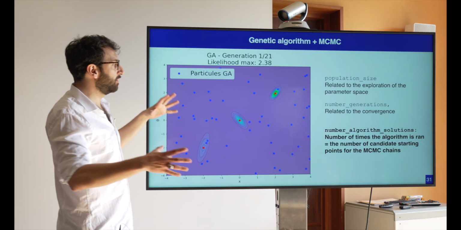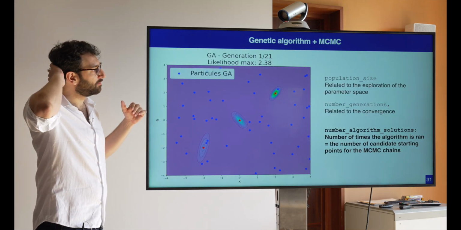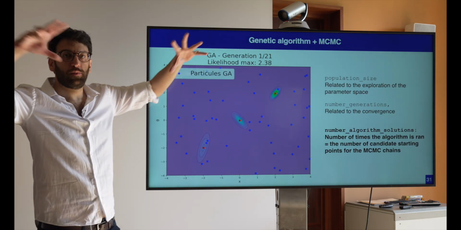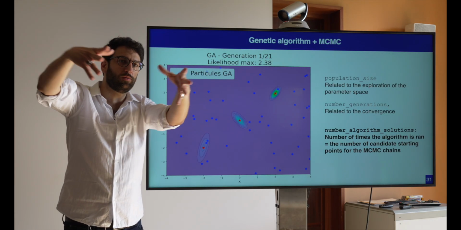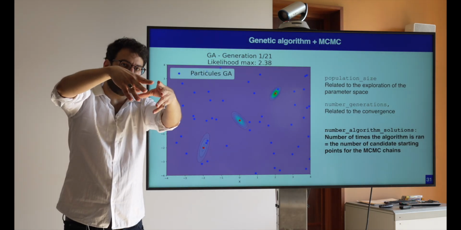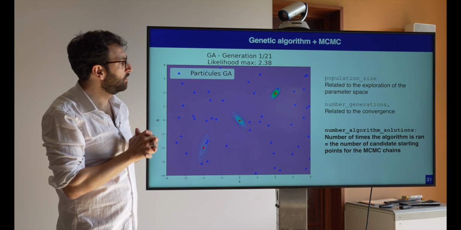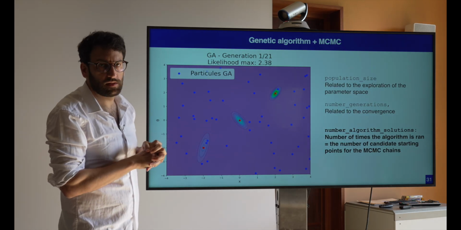in that case, for example, you could reduce the population size. Because the thing is, the bigger the population, the more time you need to bring everyone together to a local maximum. Maybe, yeah, I have to think about it, but yes, I think that's what happens.